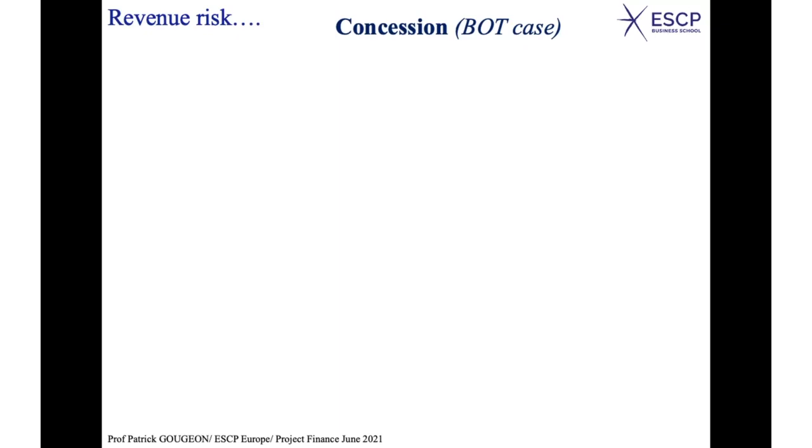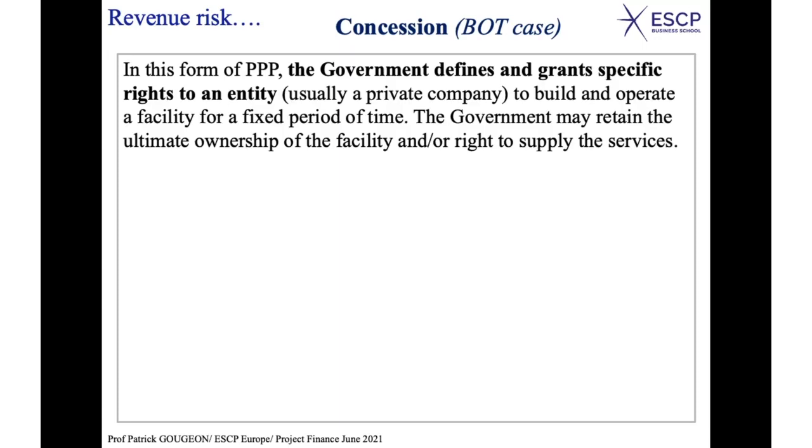In this form of PPP, remember that PPP stands for public-private partnership, the government defines and grants specific rights to a private company, which is actually the project company, to build and operate a facility, it might be a power plant for instance, for a fixed period of time. Might be 20 years of operations. Even for a tollway, it can be a 20-year period.